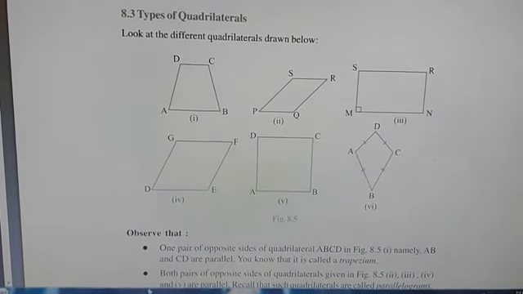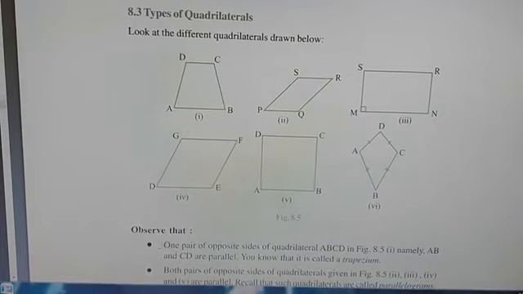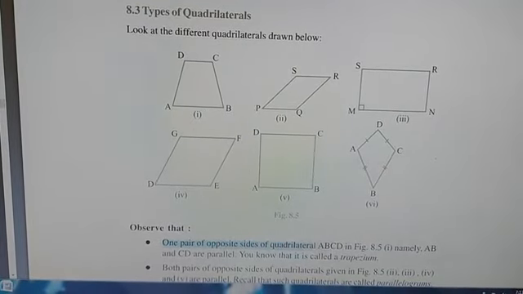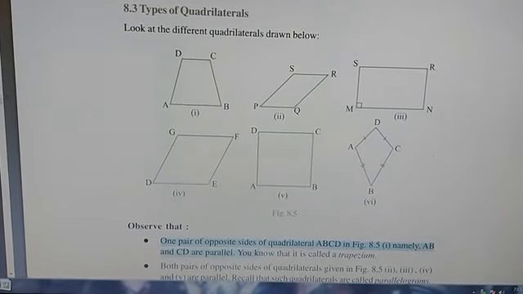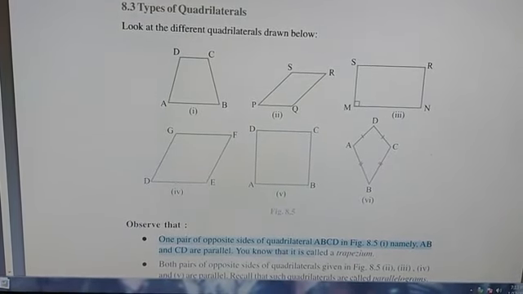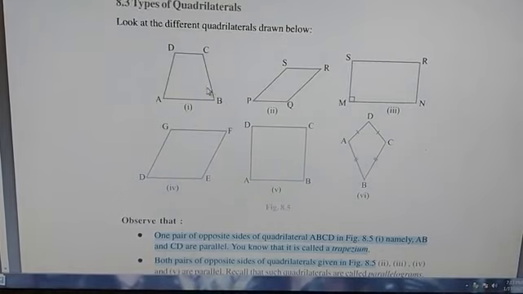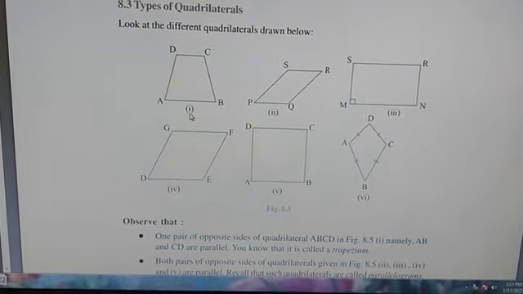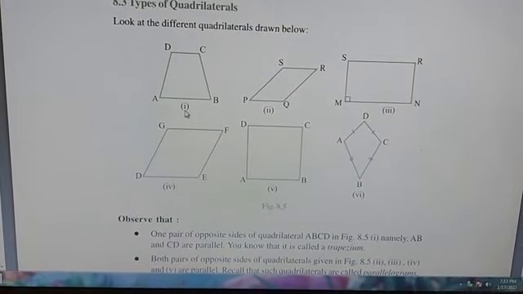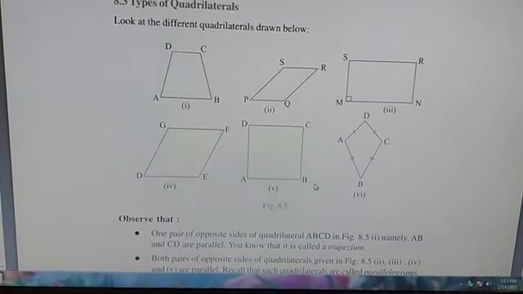For the first figure, write this: one pair of opposite sides of quadrilateral ABCD in figure 8.5 first, namely AB and CD, are parallel. You know that it is called a trapezium. If these two lines AB and CD are parallel, then it is called a trapezium. Is it clear? So your first figure is trapezium.